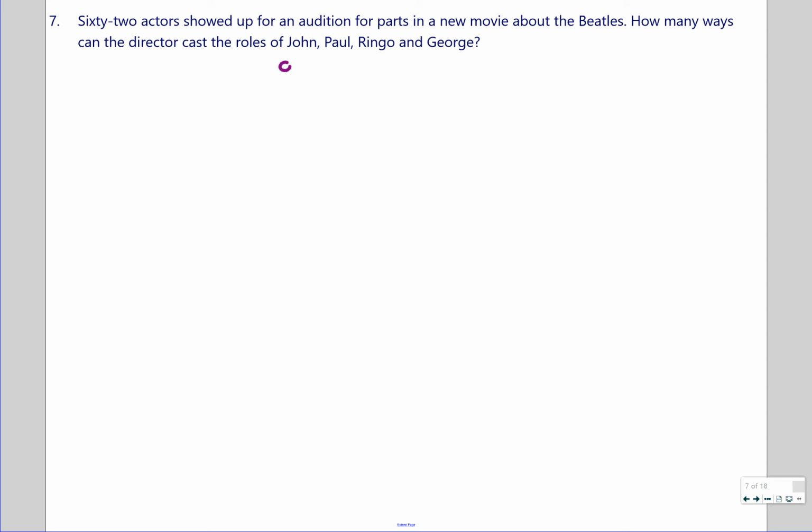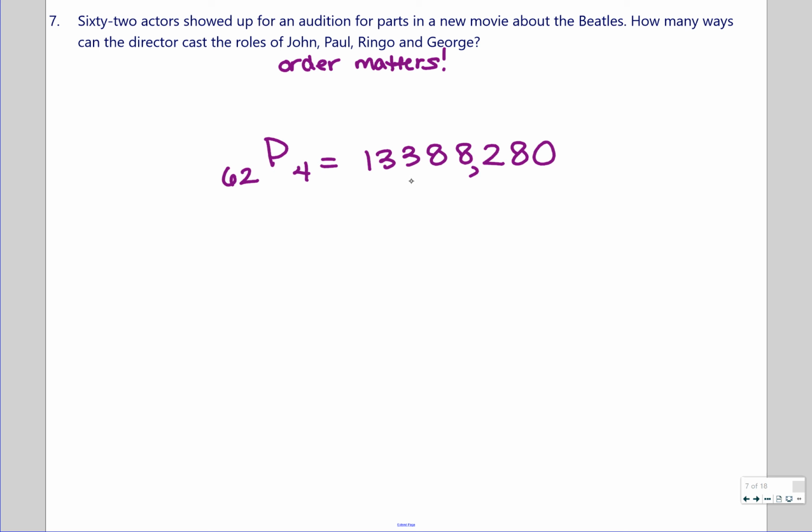So if order matters, what am I using? I'm using a P again here. And it's 62, choose 4. And you can just do that with your calculator. And we get a big number. About 13 million ways we can do that.